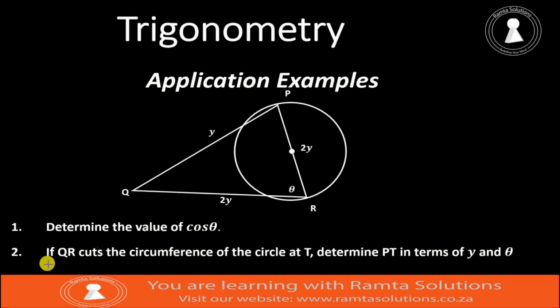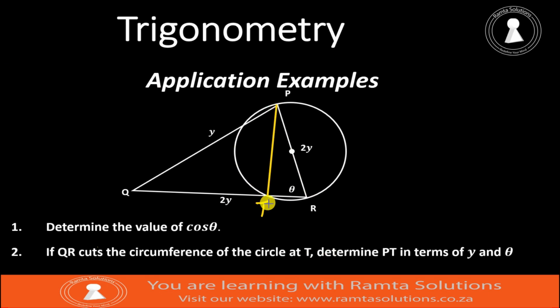The second question says, if QR cuts the circumference of the circle at T, determine PT in terms of Y and theta. This is line QR. It cuts the circumference at T. Oh, this point here must be T. Now, if this point is T, they say we must determine PT. Can you see it? This is PT.